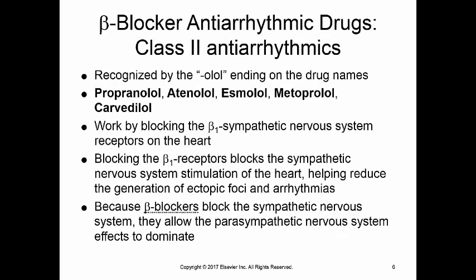Class 2 antiarrhythmic drugs, these are going to be what we know as the beta blockers, so they actually are going to block the effects of beta 1. And by blocking the effects of beta 1, you would slow down the heart rate. So a lot of times if we have fast heart rates or ectopic heart rates, we will use these drugs more in the long-term maintenance category.